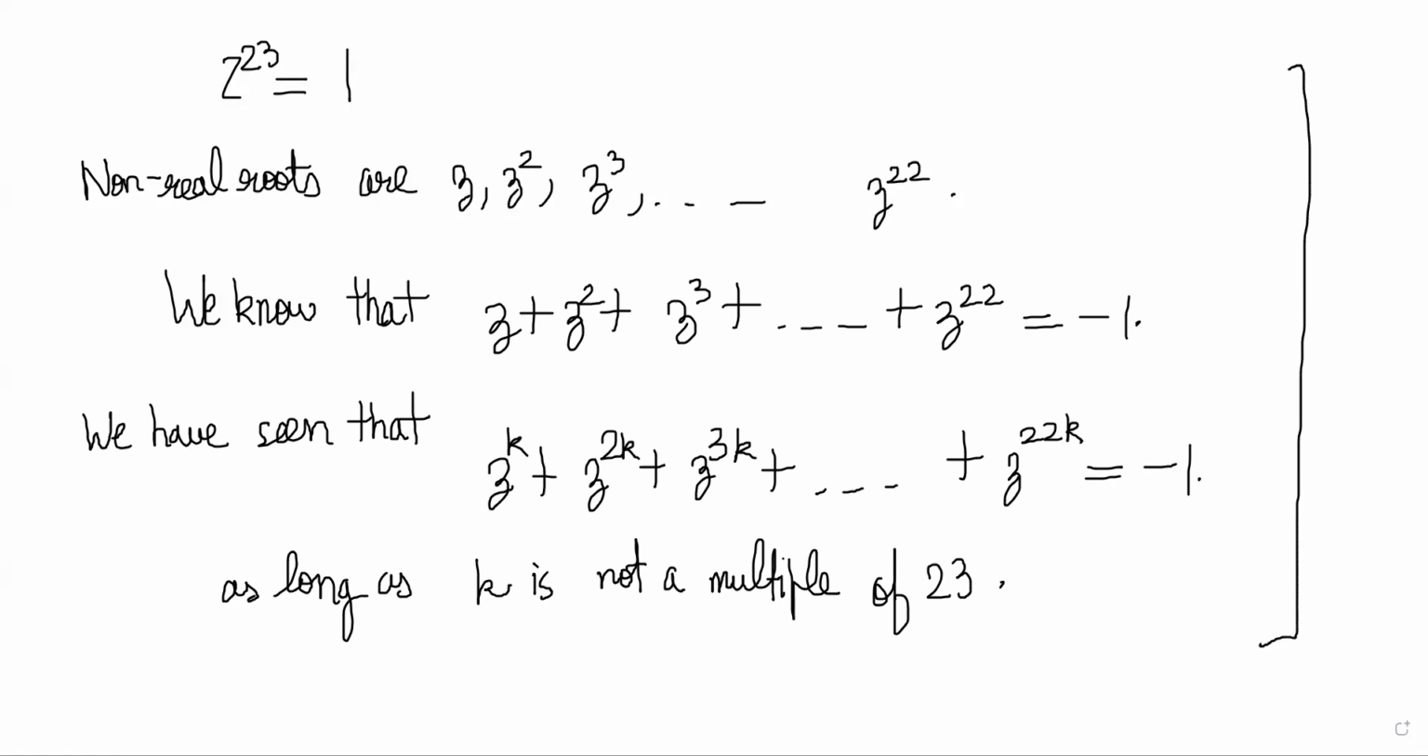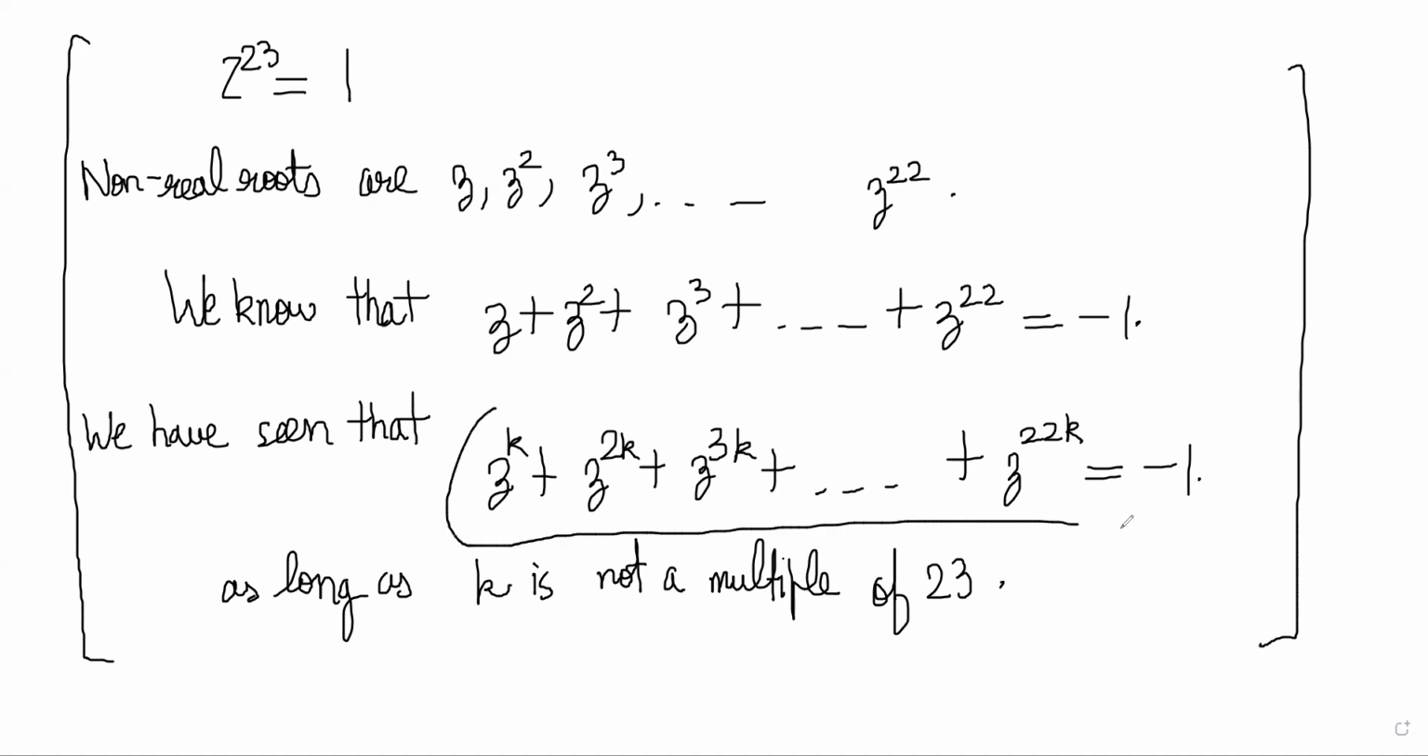Remember this property. This property is super important. You might encounter problems later which will again use this idea. So now that we know this result, we will be using it to find the summation that we need. So let's look at that summation. The summation was the sum of k goes from 0 to 23, 1 by z power 2k plus z power k plus 1.